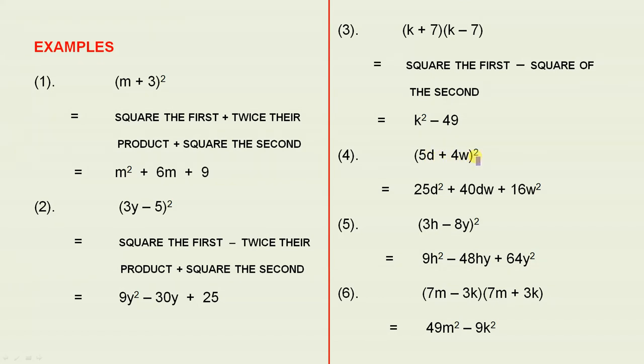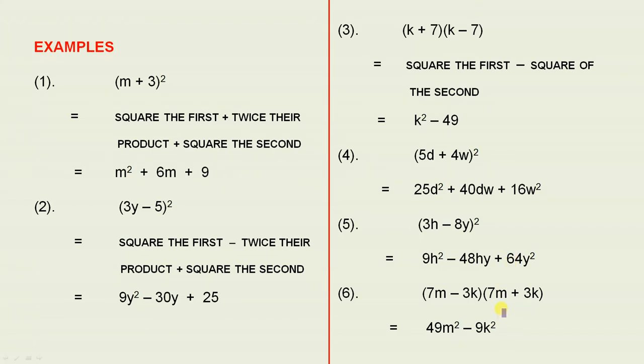Automatic expansion here, square the first gives you 25d squared. Twice their product. 4 5s are 20dw, so you double that to give you 40dw. Square the second, 16w squared. Similar here, square the first to give you 9h squared, minus twice their product. That's twice their product there, because 3 8s are 24hy, which gives you minus 48hy for twice their product. Square the second gives you 64y squared.